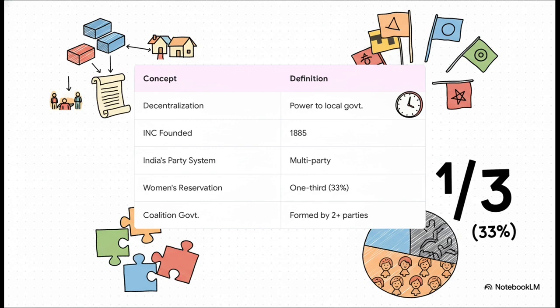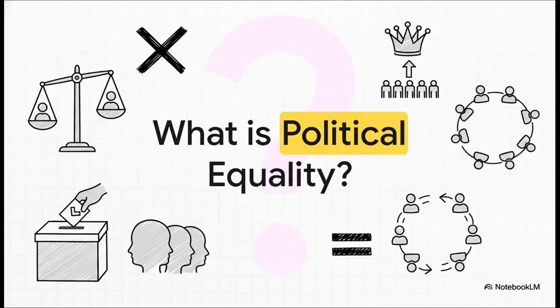And lastly, a coalition government. That's what happens when 2 or more parties team up to form a government, which you see a lot in a multi-party system. Okay, we're shifting gears now. We're moving from those quick-hit facts to the questions that really make you think. The first one is about a core democratic idea. What exactly is political equality?